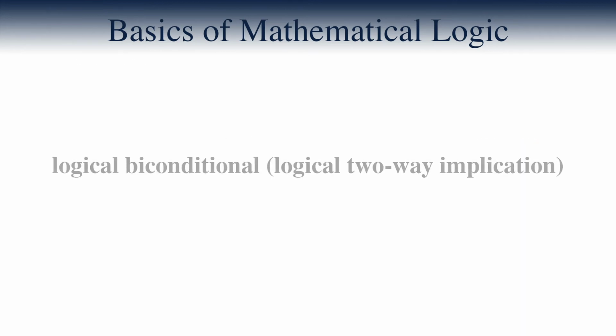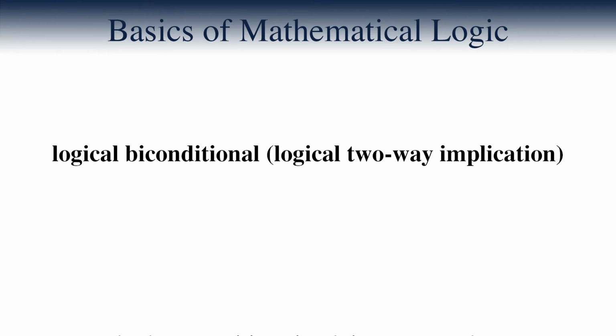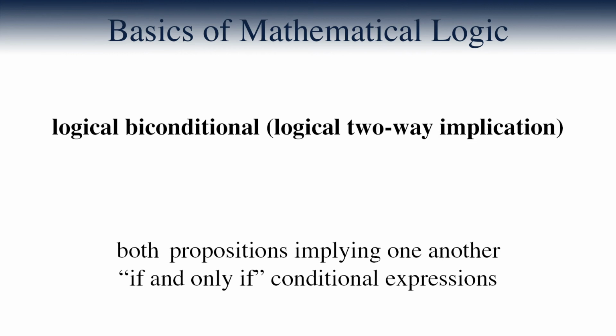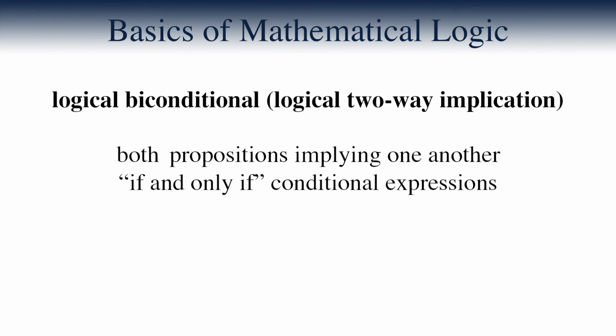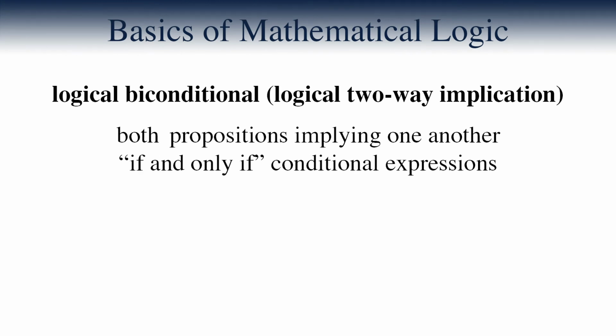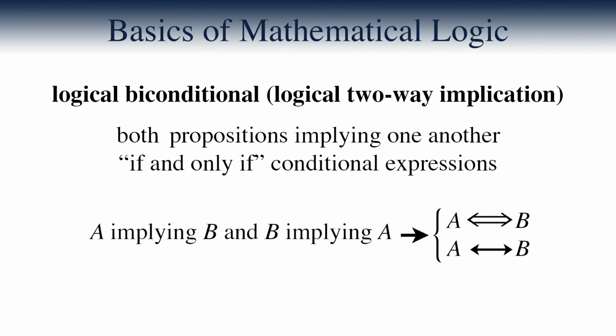This connective is called logical biconditional, and it's somehow an extended version of the previous one in both directions. So, it's also known as two-way implication connective. It means that the first proposition implies the second one and vice versa. That's why it is used for if and only if expressions. Both propositions result from each other. The symbols used for this connective are two-way implication signs.